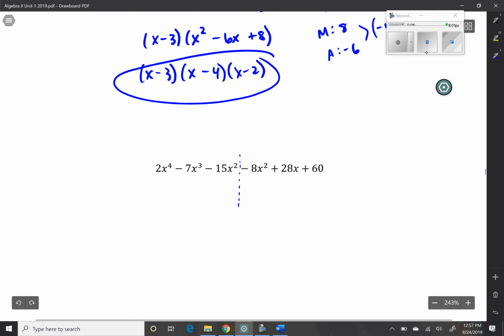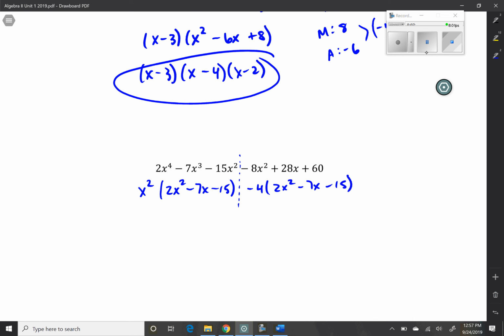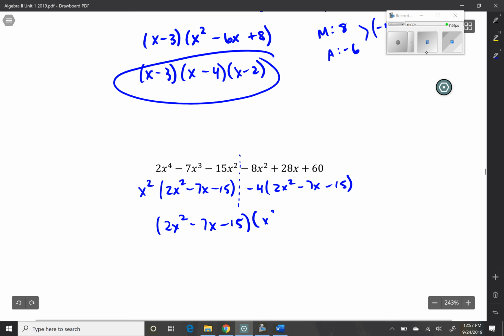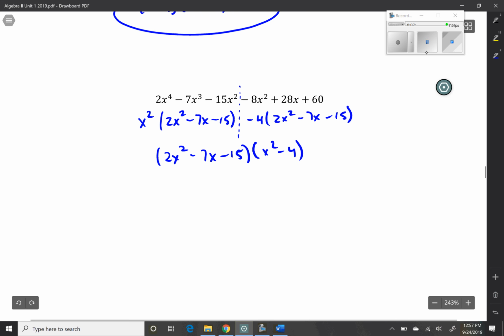Look at the first 3 terms. GCF is x squared, leaving me with 2x squared minus 7x minus 15. GCF here is negative 4, leaving me with x squared minus 4. Do a little work here. So we have 2x squared minus 7x minus 15. That's my like term. And x squared minus 4. Both of which are factorable.